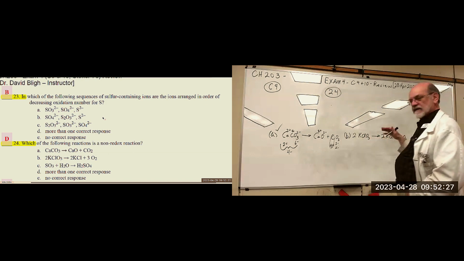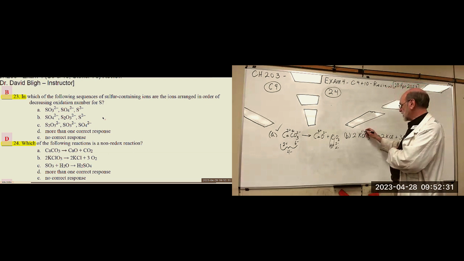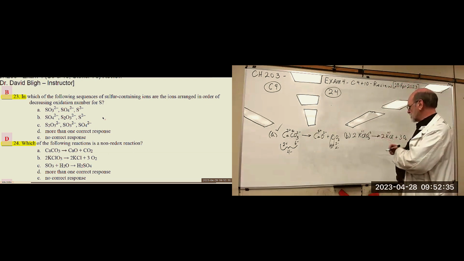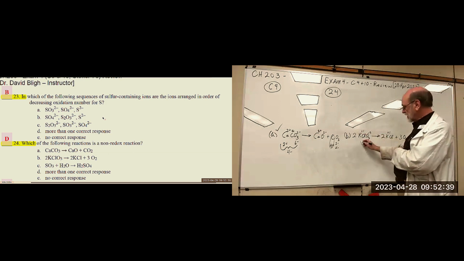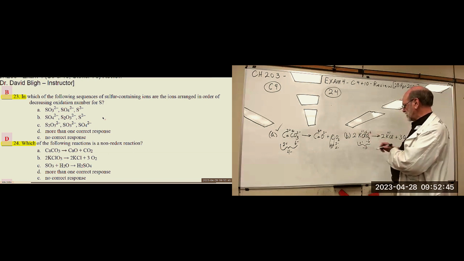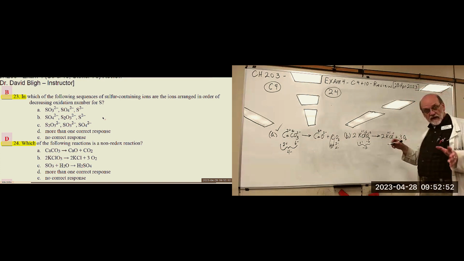Just checking for balance. Yeah, it's balanced. Okay, potassium is a +1. Oxygen's -2. So let's see, this is -6 total, and a +1 means -5. Chlorine is a +5. On this side, +1 and -1. All right, we got our answer.